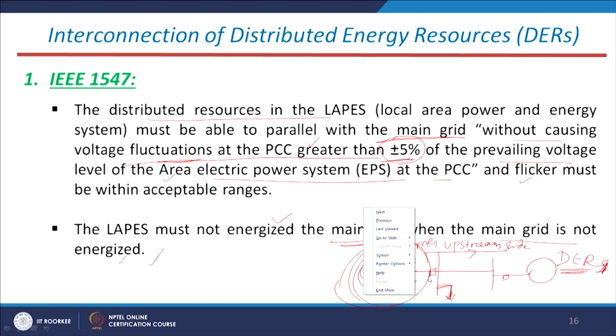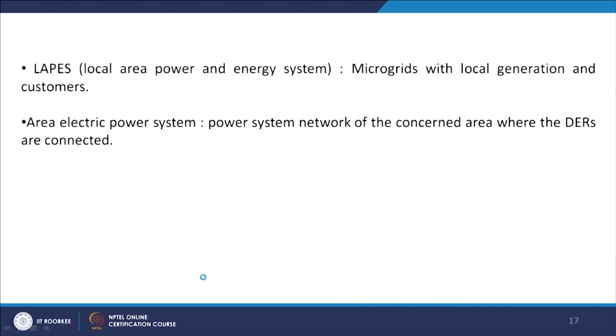Let us say this grid is out of service and these loads are there. If this particular microgrid, this particular DER, supplies power to this load, the people who are working here will get a shock, because they know that the grid is off, but due to the DER power availability, the current will flow to these loads. So, that is the last one: the LAPS must not energize the main grid when the main grid is not energized.